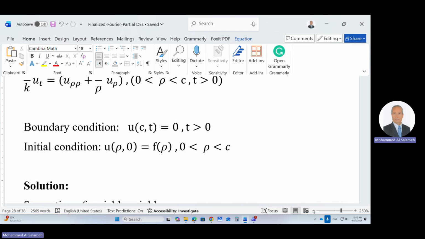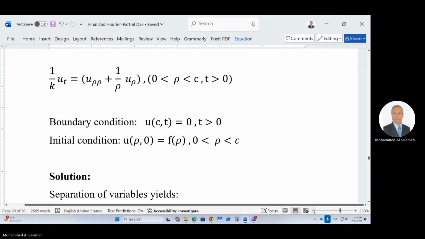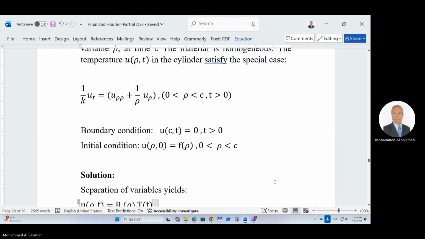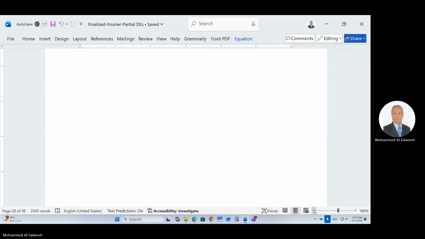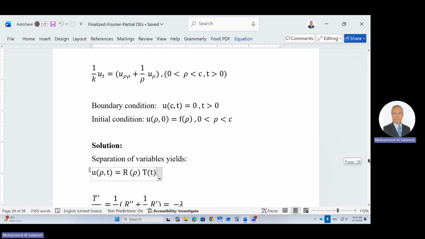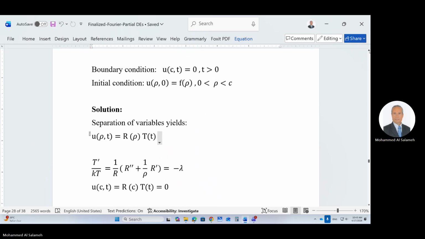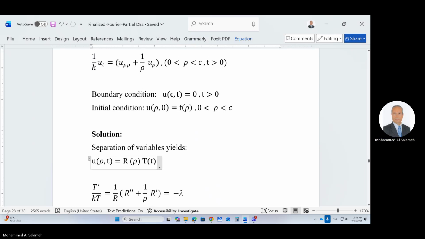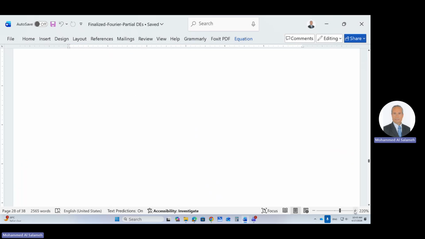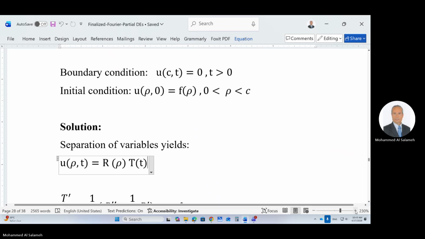We will obtain, let me make this smaller to see both equations at the same time, 1 over k here, and here it will be T prime, and we divide, of course, by U, which is R times T. We will obtain T prime over T equal R double prime over R plus 1 over rho R prime over R. We did an example on separation of variables in the previous lecture. We obtain this equation now.